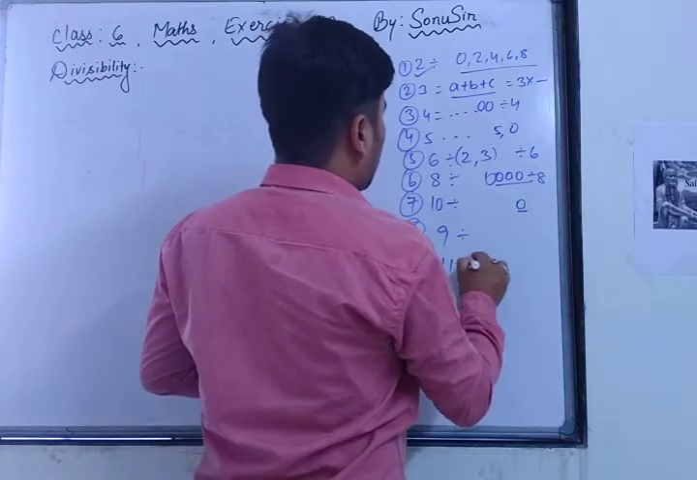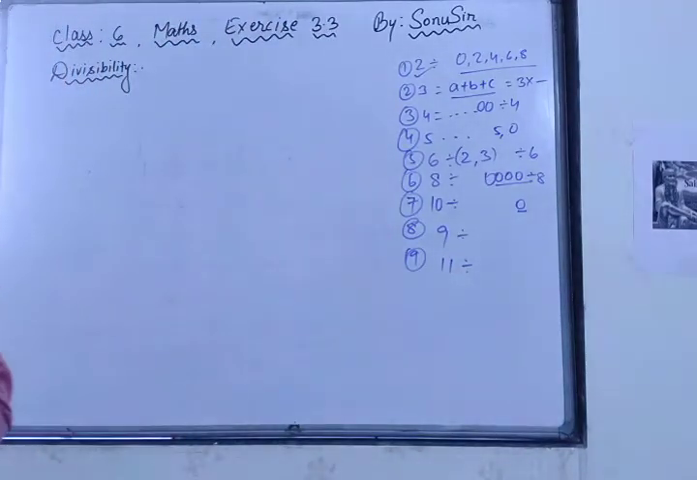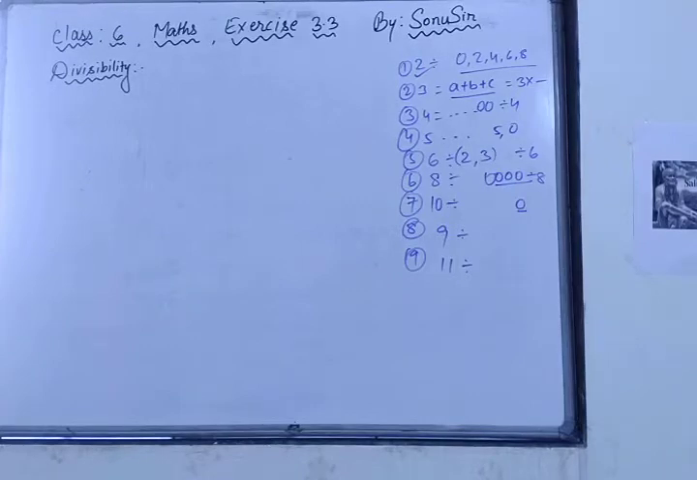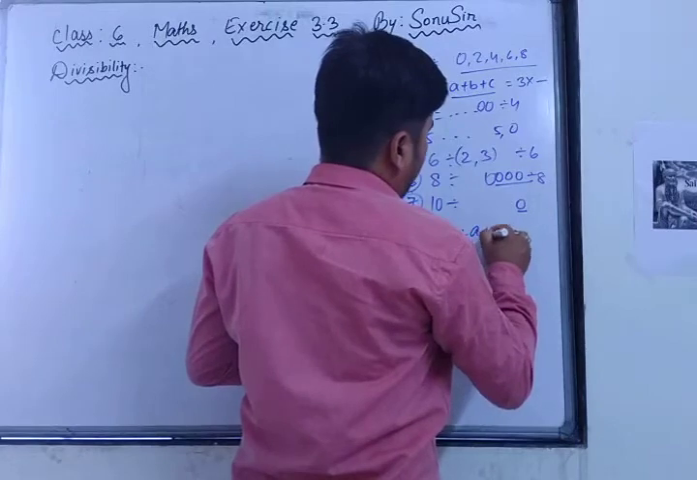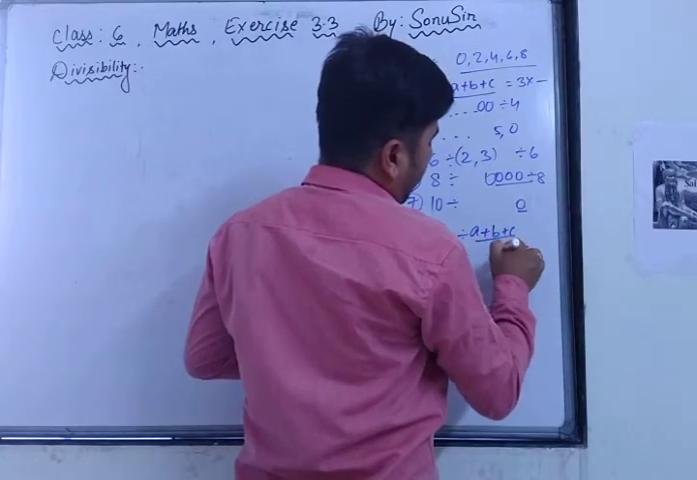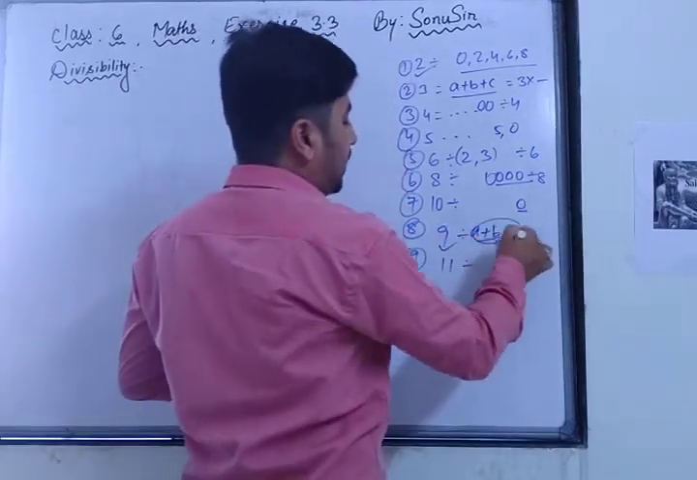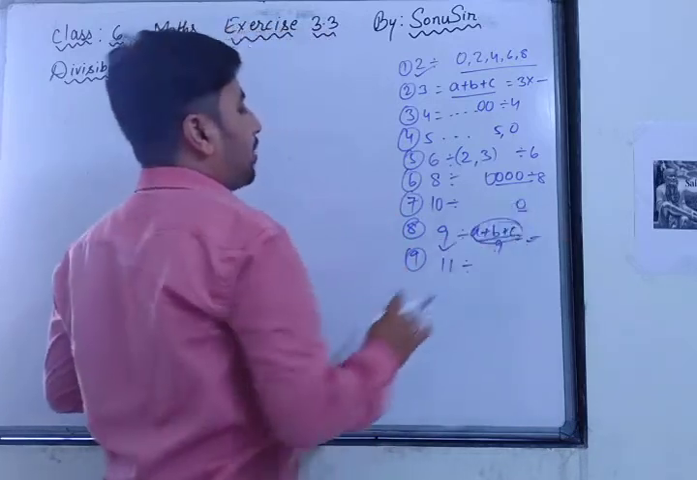What are the rules of divisibility by 9 and divisibility by 11? Can anybody tell me? As I already informed you about the divisibility of 3, similarly for multiples of 9, if the sum of the digits of a number is divisible by 9, then the number is divisible by 9. Whatever a plus b plus c we get, if it is divisible by 9, then that number is divisible by 9. Got it?